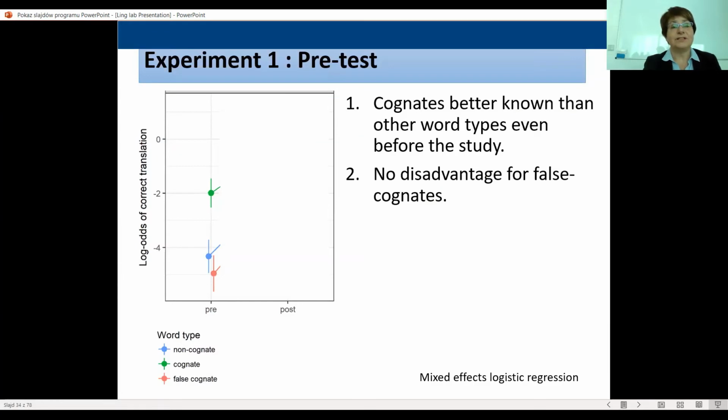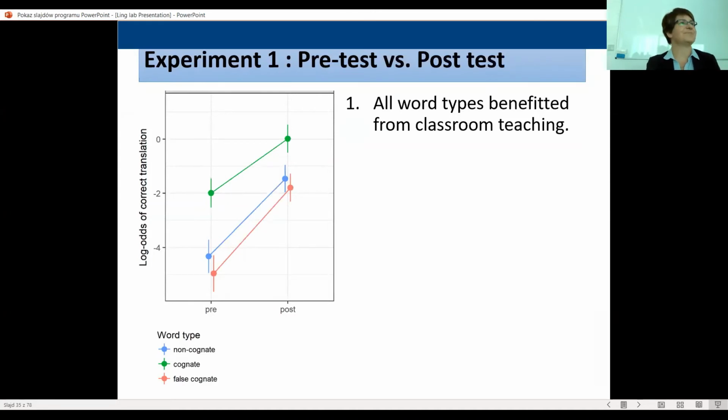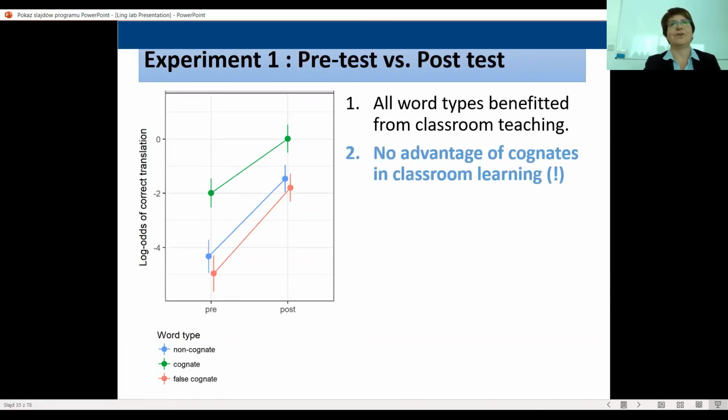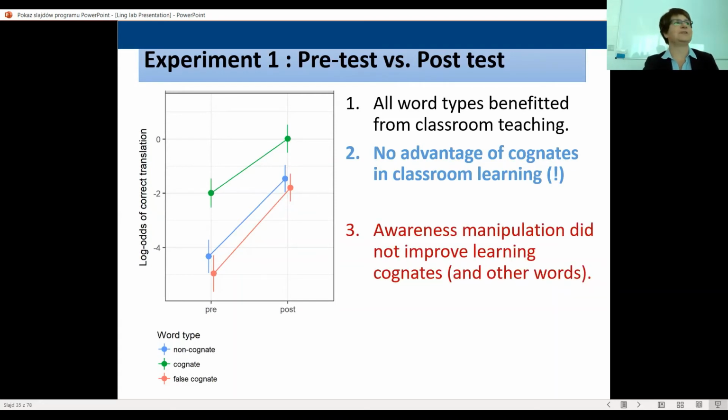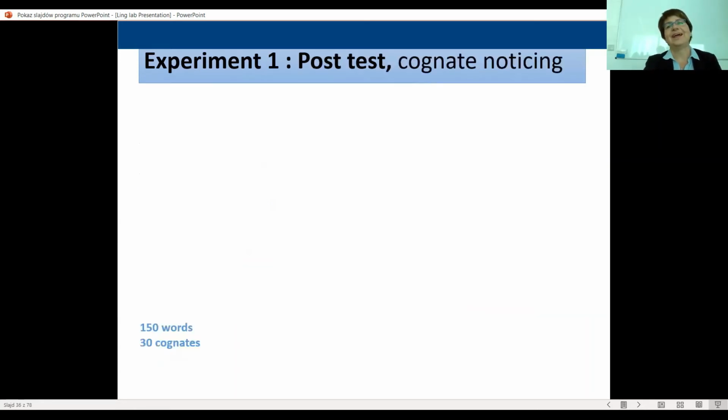Already in the pre-test, as you can see, cognates were known better than the other words. And luckily all words benefited from the classroom instruction, which is great. So they did learn something, but there was absolutely no advantage of cognates in classroom learning. Nothing of that sort. And also the awareness manipulation didn't work whatsoever. Nothing worked.